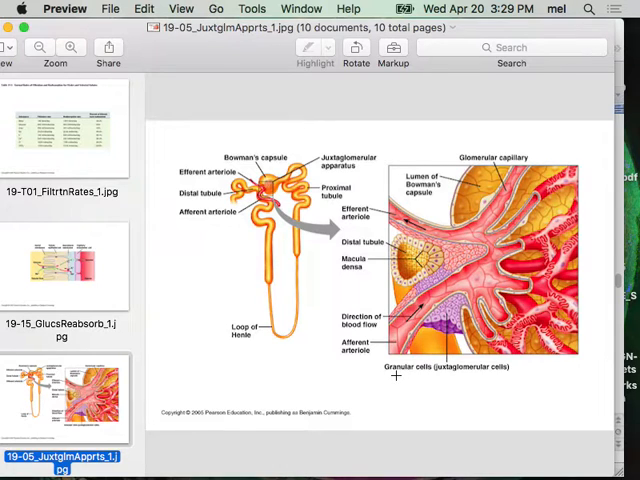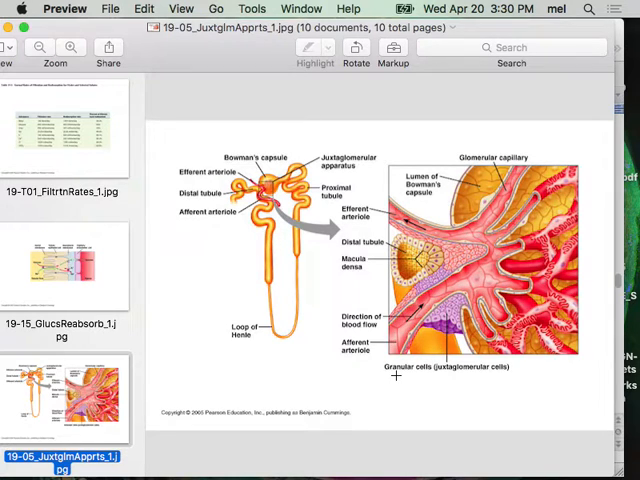Okay? So let's put this back together. What I'm saying is, if you detect low pressure at the afferent arteriole, ultimately it's going to cause the release of aldosterone, which will cause sodium reabsorption and potassium or H+ secretion. Okay? And this is at the DCT. Okay?